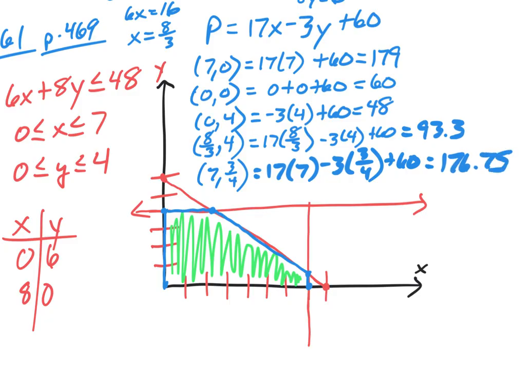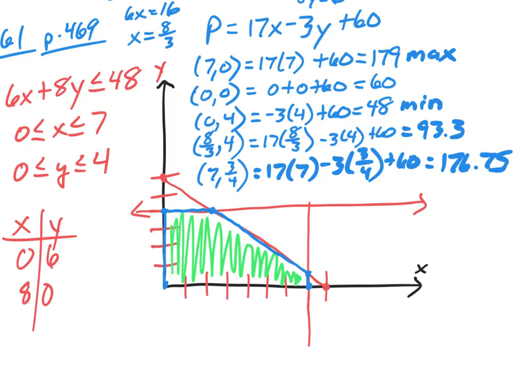Then we just look at our 5 values here. The maximum, 179 is just a little bit bigger than 176.75, so 179 is going to be my maximum. And then my minimum is the lowest value, and that should be the 48.